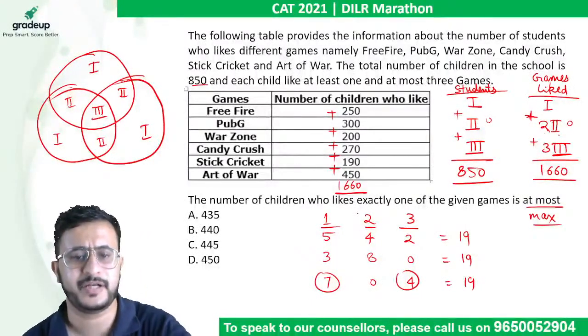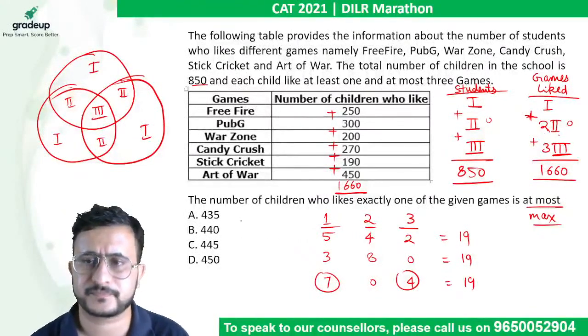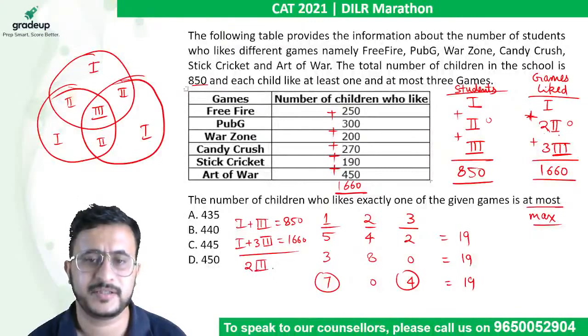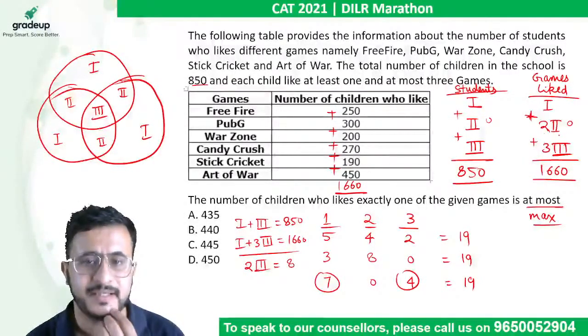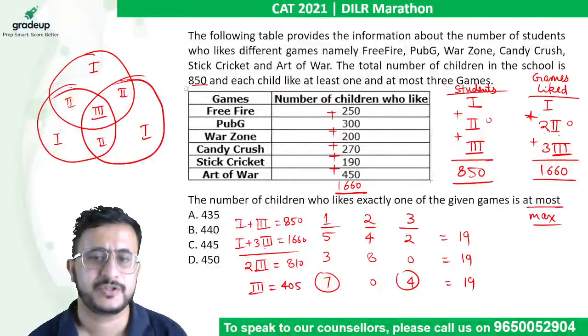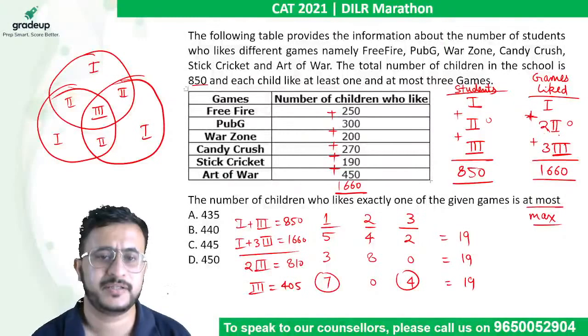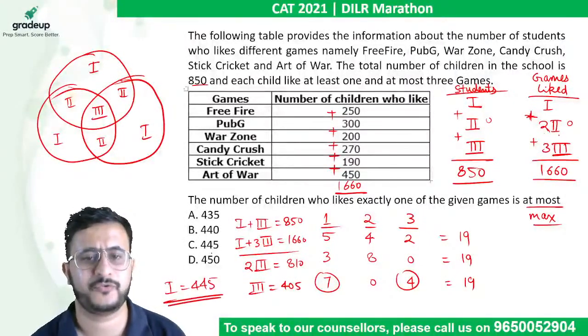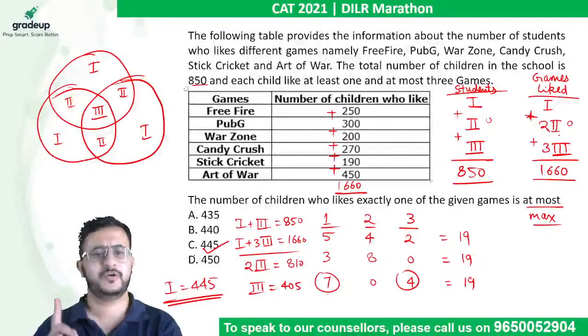Okay, so what do we get from this is: the number of people who like 1 game plus 3 game people is 850, and 1 times the first plus 3 times the people who like 3 games is equal to 1660. So if you take the difference, you get 2 times the people who like 3 games is 810. So you'll get 405, right? So 405, if you subtract, you will get the people who like 1 game as 445. So 445 people can like maximum 1 game.